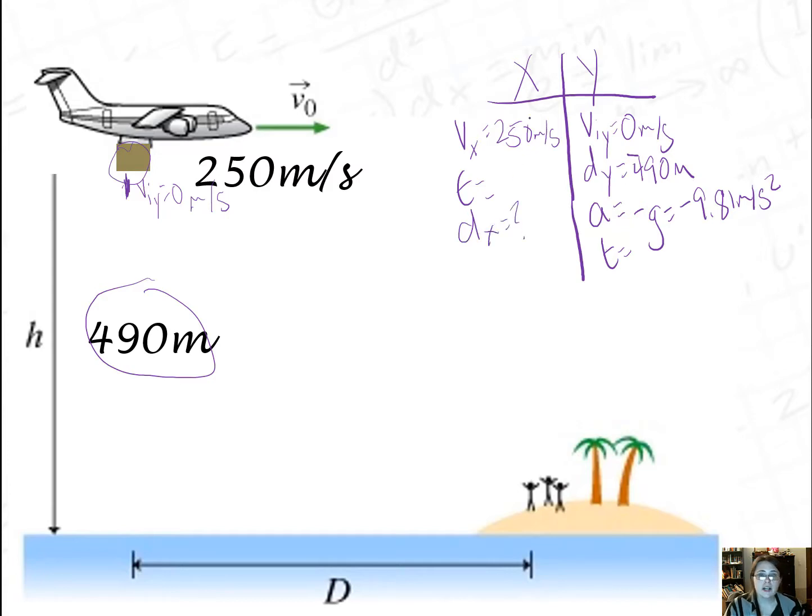We don't know it. Now, whenever you get these problems, you will have enough information either on the x side or on the y side in order to solve for something here, usually time. And then you can go and plug time in over on the other side and solve for what you're looking for on the other side, because time is the thing. Time is the same on both sides.